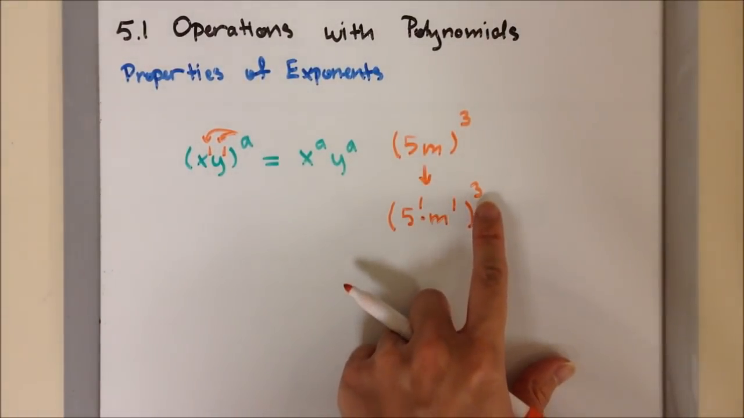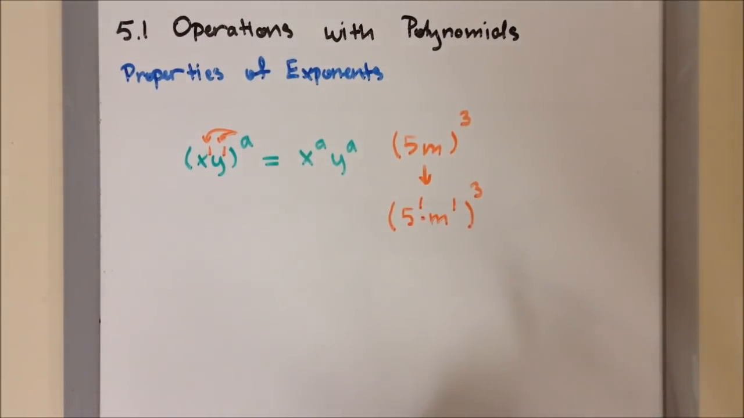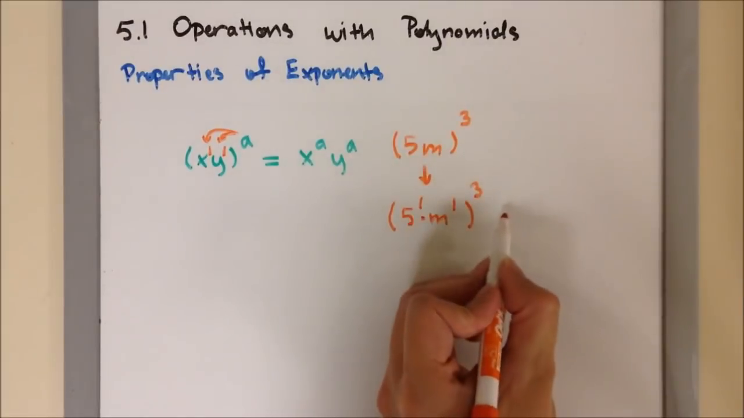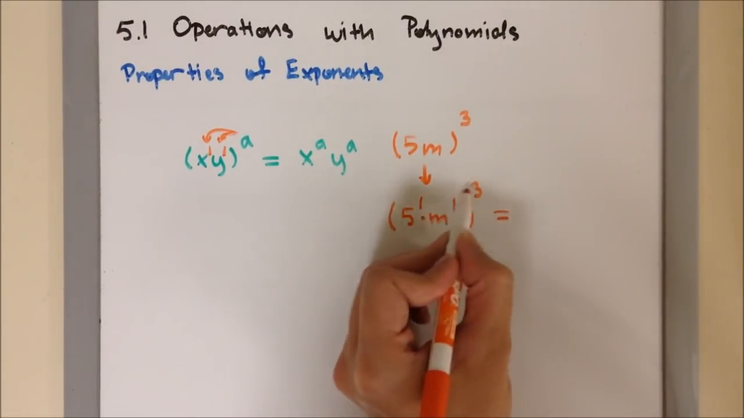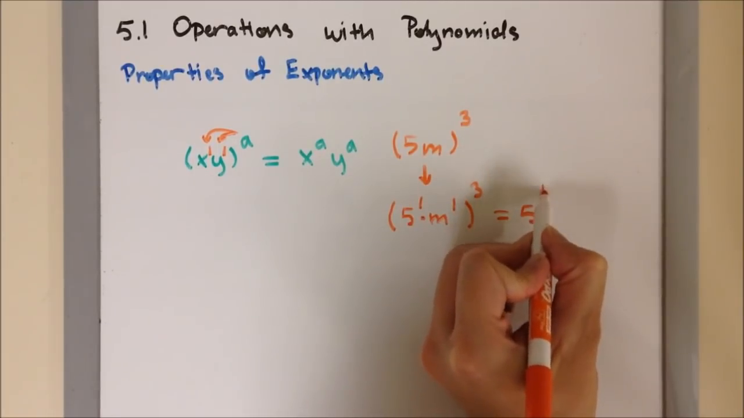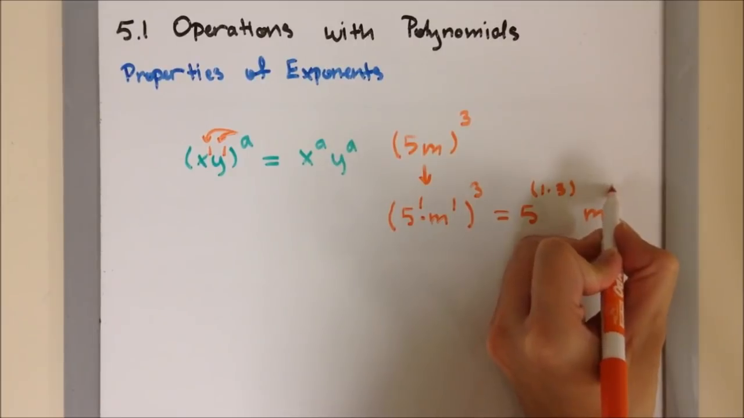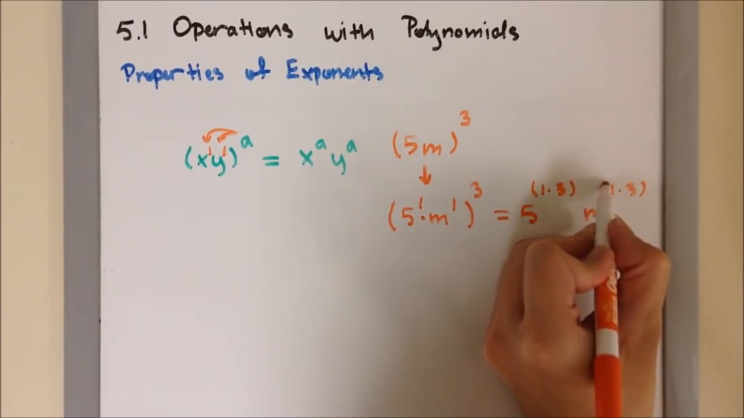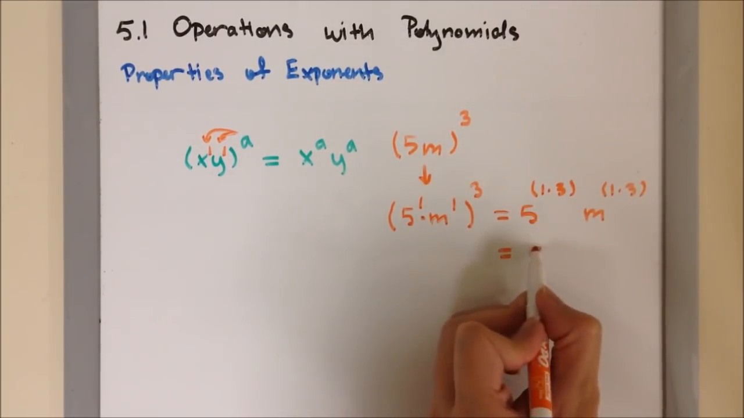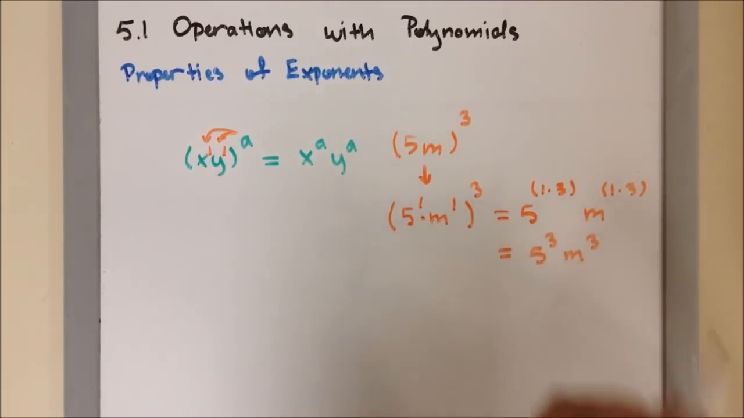Now when there's an exponent outside the parenthesis and then exponents inside the parenthesis, what I'm going to do is I'm going to distribute my 3 to the exponent inside. So it's going to be 5, 1 times 3, and then m also 1 times 3. So my final answer will be 5 to the 3rd, m to the 3rd.